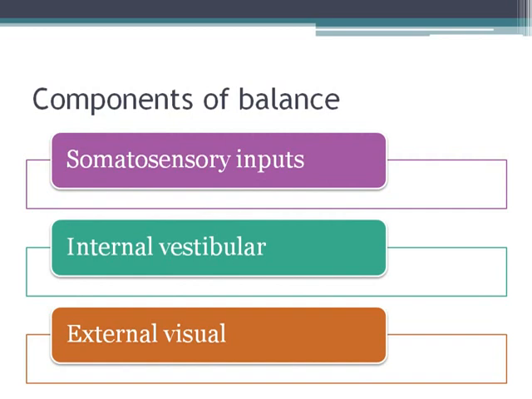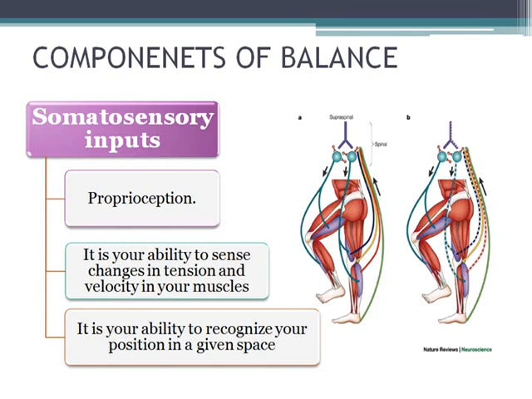Now components of balance. So there are three components: somatosensory inputs, internal vestibular and external visual. So first one is the somatosensory inputs. So for the somatosensory inputs, proprioception senses are used. So it is your ability to sense changes in tension and velocity in your muscles. It is your ability to recognize your position in a given space. So that is the somatosensory inputs.